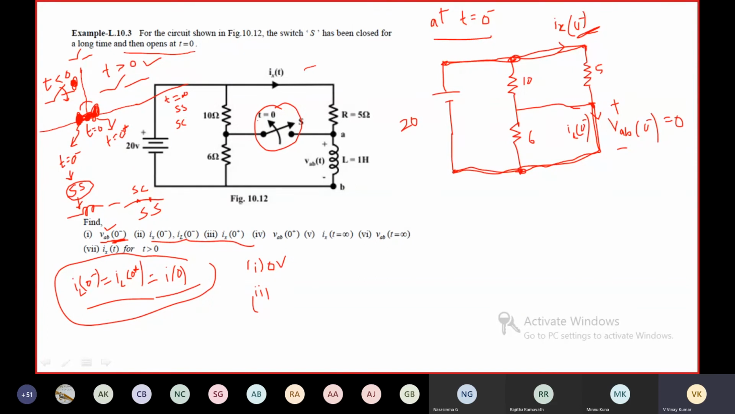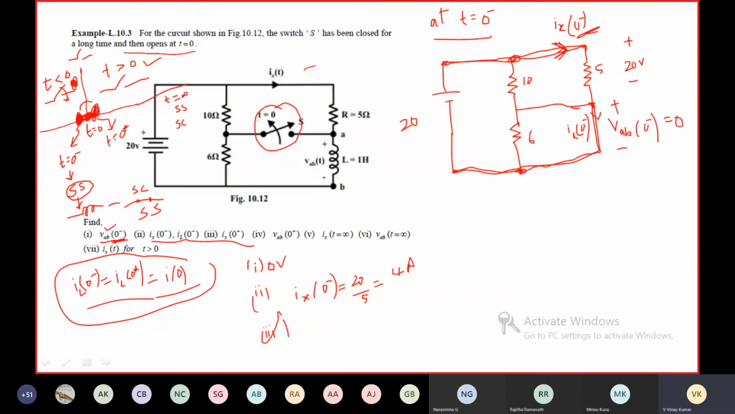Means what is the voltage across the 5 ohm resistor? The voltage across this 5 ohm resistor is 20 volts. You can find Ix of 0 minus. Ix of 0 minus is equal to 20 by 5. This is equal to 4 amps.